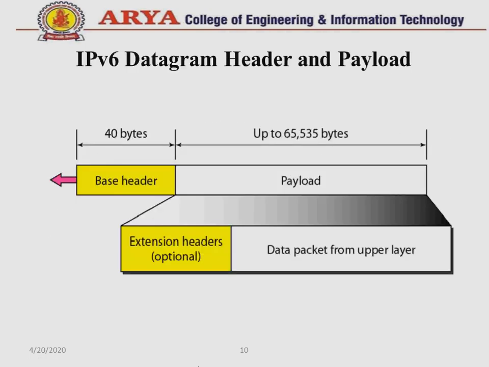So the IPv6 datagram header and payload you can see in this diagram. So where is the difference between IPv4 and IPv6? Basically, IPv6 is an extension of IPv4. That is, with the base header of IPv4, here we have extra extension headers added in IPv6. So currently we are working on IPv4, but we can move to IPv6 by adding these extension headers. So this is the diagram for the header and payload for the datagram of IPv6.